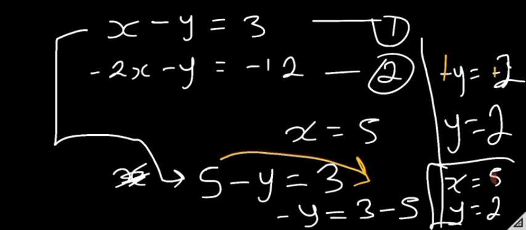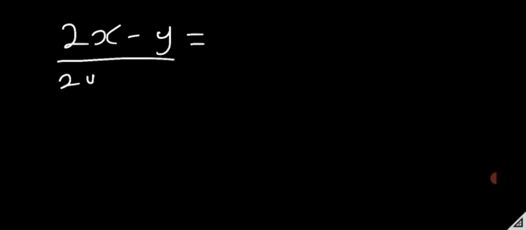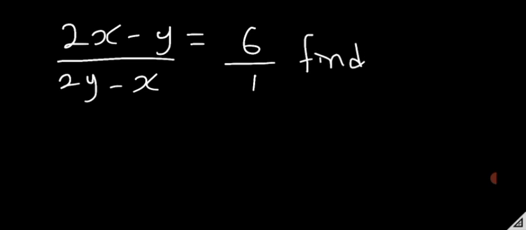Alright. So let's take another question. It says, given that 2x minus y over 2y minus x is equal to 6 over 1, find the ratio x to y.